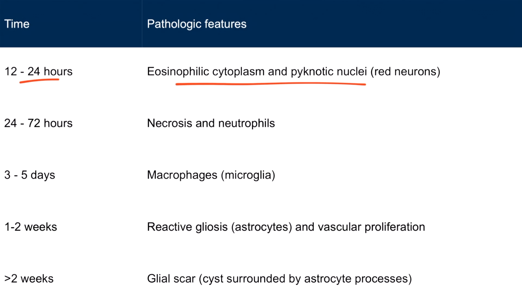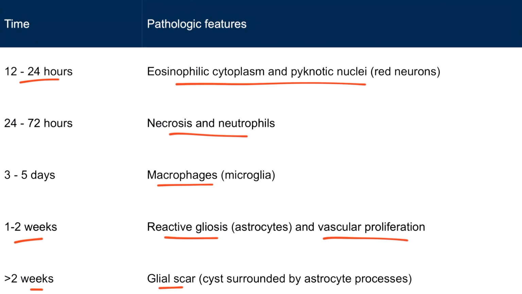This is followed by necrosis and neutrophil infiltration, which is consistent with acute inflammation. Then macrophage infiltration occurs, as macrophages are responsible for phagocytosis, and these attempt to clean up the dead cells and tissue debris. After 1 to 2 weeks, a process known as reactive gliosis occurs, coupled with vascular proliferation. This process, while incompletely understood, has both beneficial and detrimental effects, including decreasing inflammation and restoration of the blood-brain barrier, but also the prevention of axon regeneration. After 2 weeks, this process results in the formation of a glial scar.